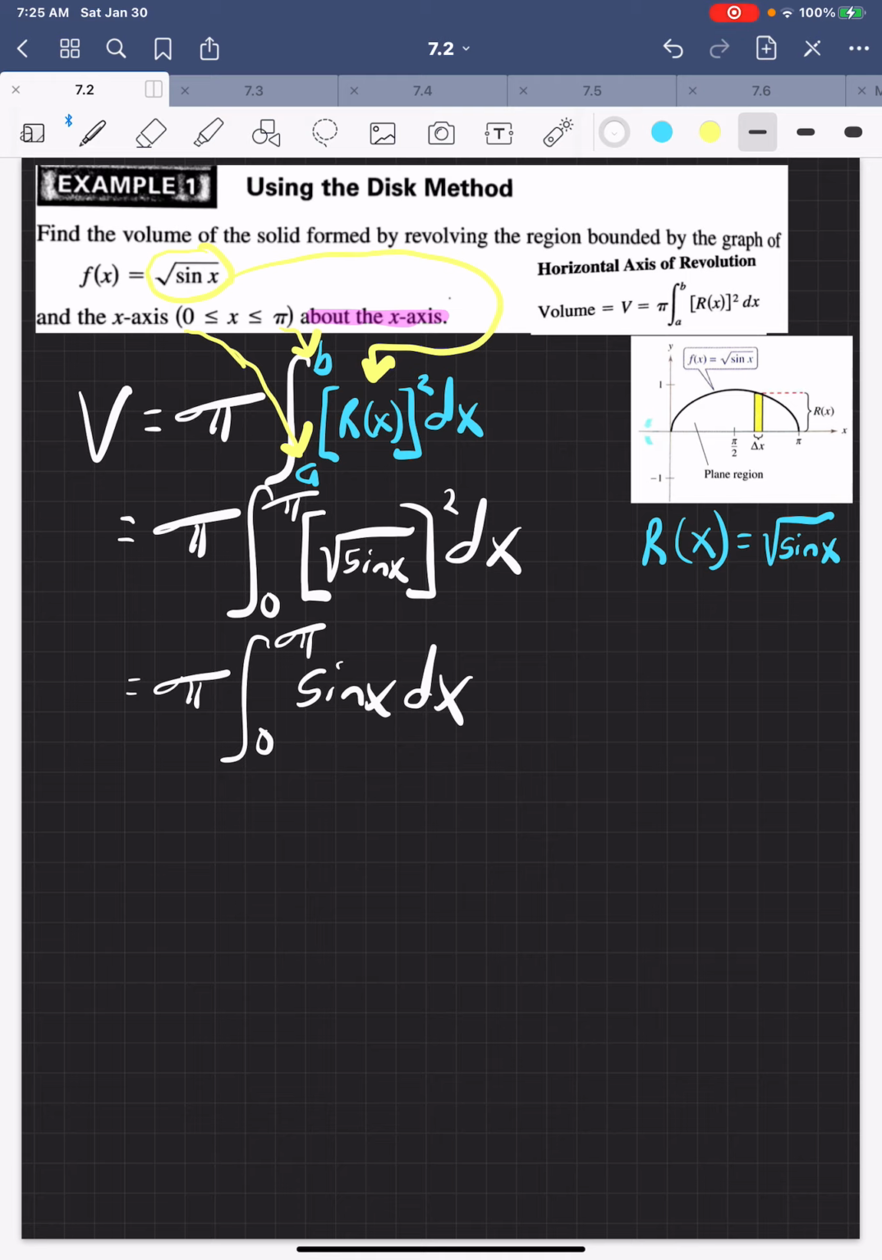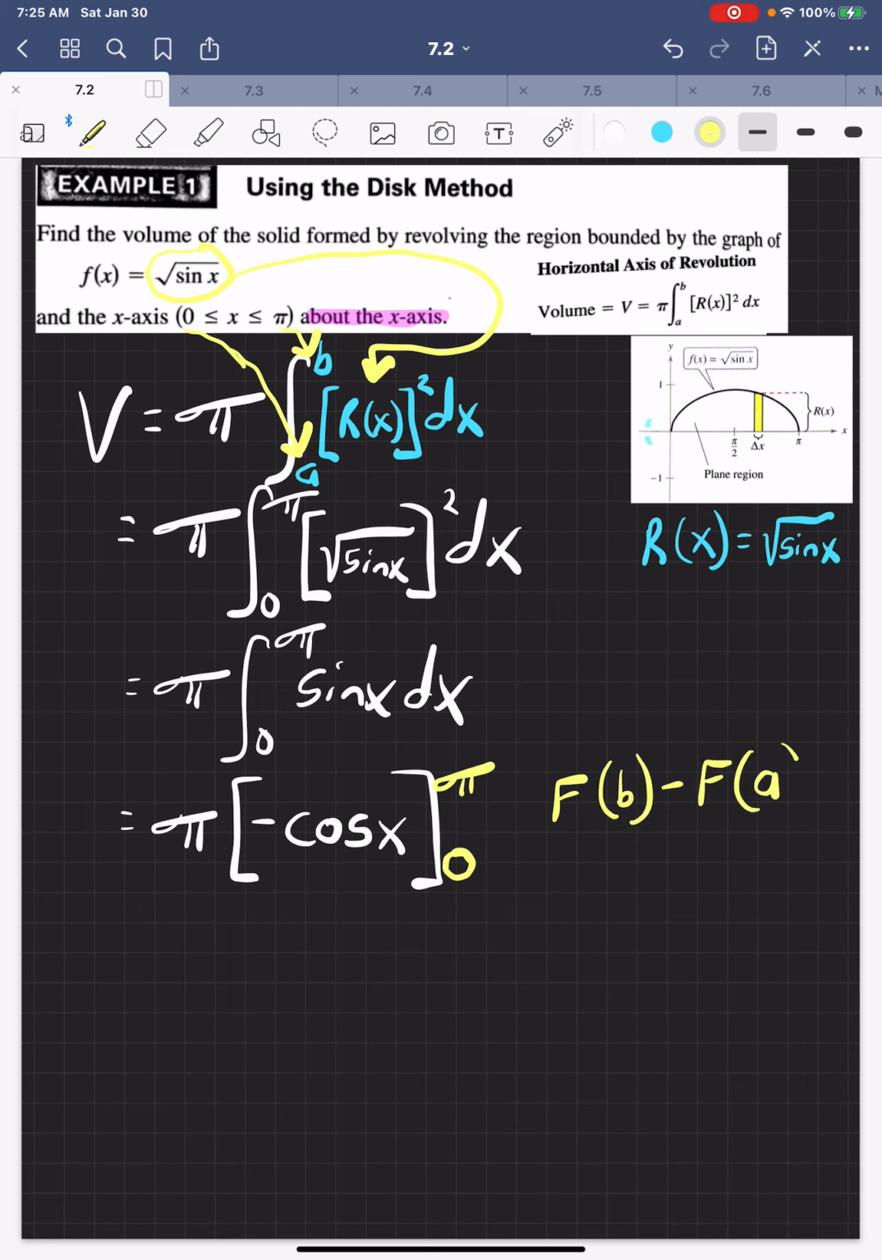Well, this is a fairly easy integration. If you integrate sine, you just get negative cosine. So that's pi times negative cosine of x. And now all we need to do is use that first fundamental theorem of calculus, right? That's f of b minus f of a. So what we're doing here is we're going to be plugging pi in for x. That's negative cosine pi minus negative cosine of 0.